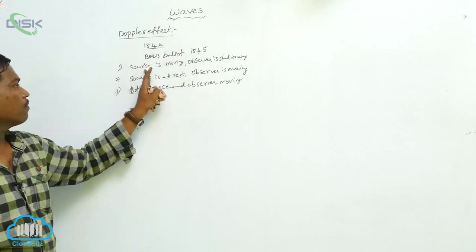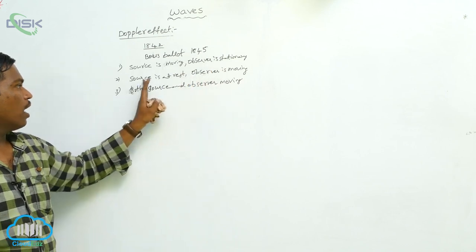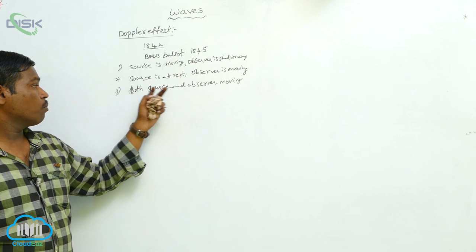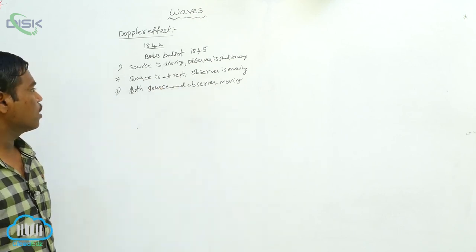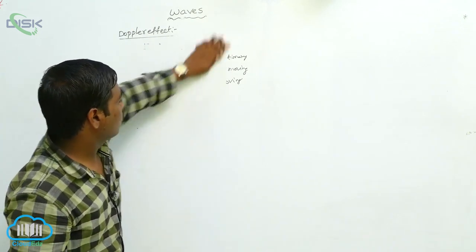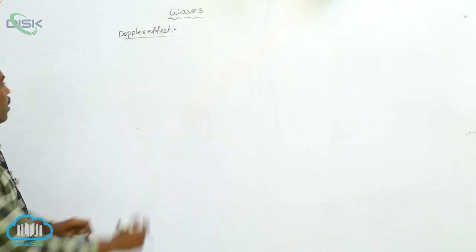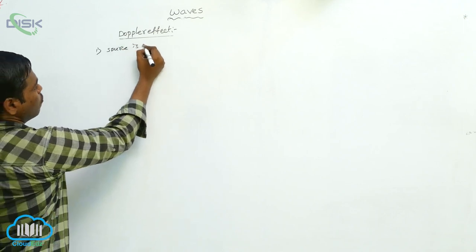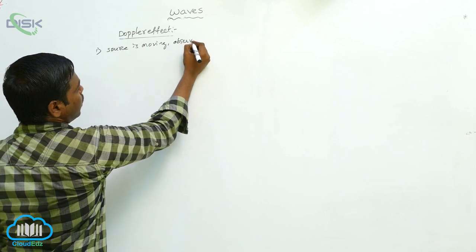To understand the Doppler effect, there are three situations we have to consider: the source is moving and the observer is stationary, the source is at rest and the observer is moving, and both the source and the observer are moving. Now for the first case, I am taking the source is moving and the observer is stationary.